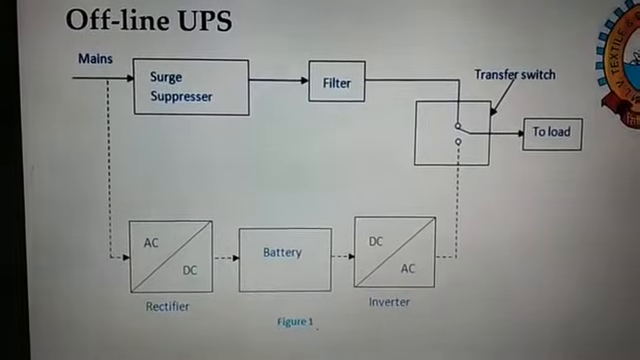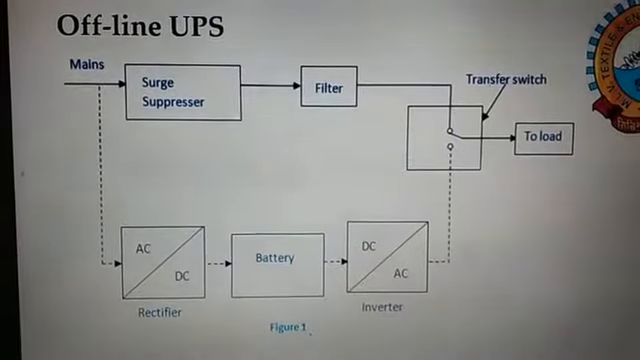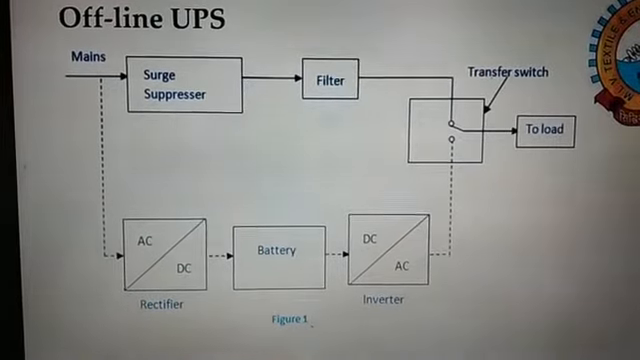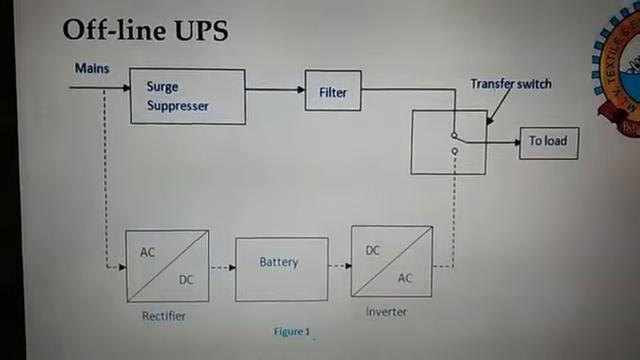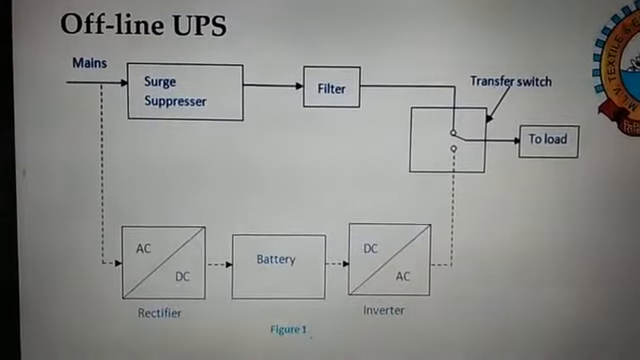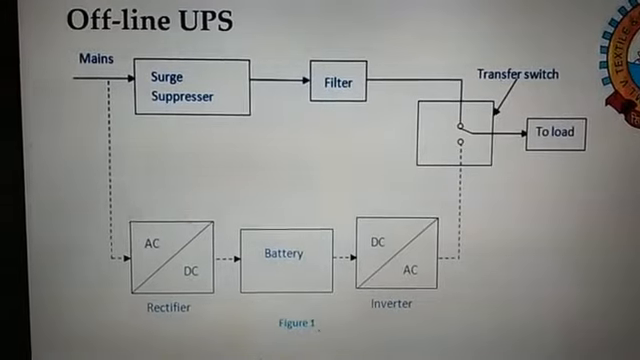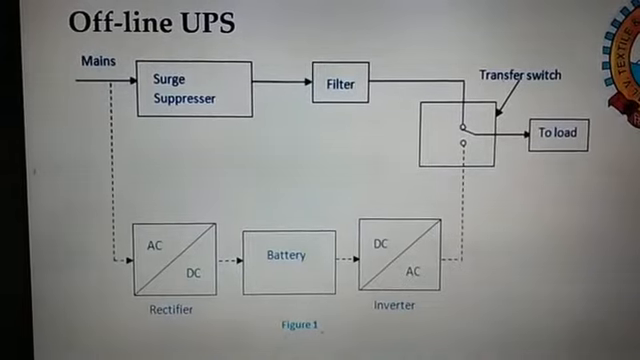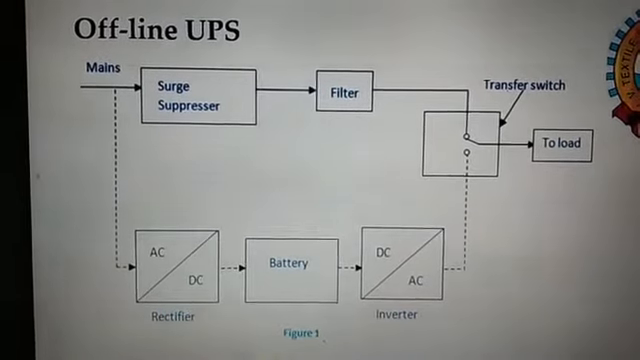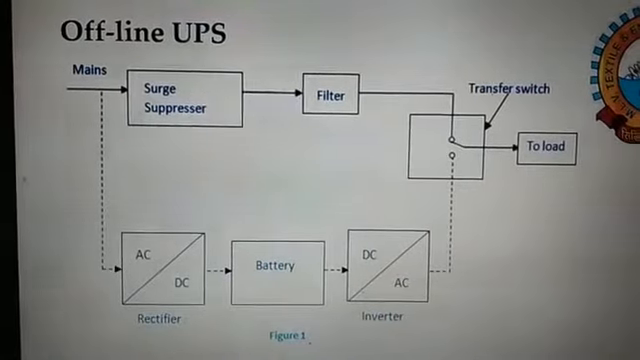Now when the main line is on, the mains goes to the surge suppressor, then filtration, and then to the load. So in the mains on condition, it also protects the load from various types of variation in the mains input voltage, either harmonics or any type of contamination like spike voltage, etc.